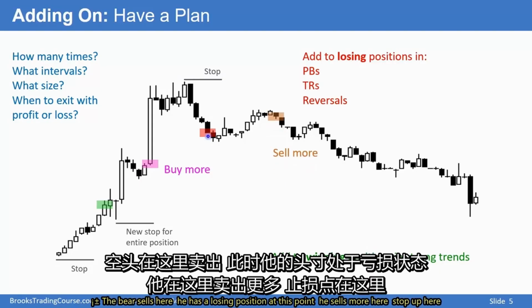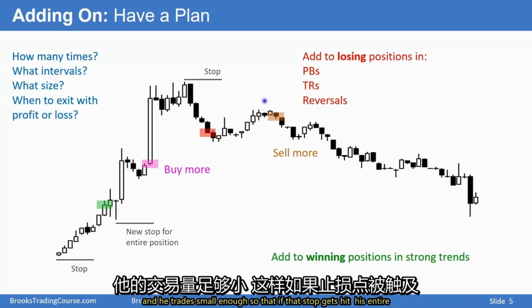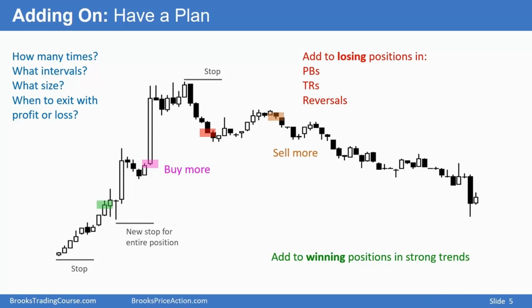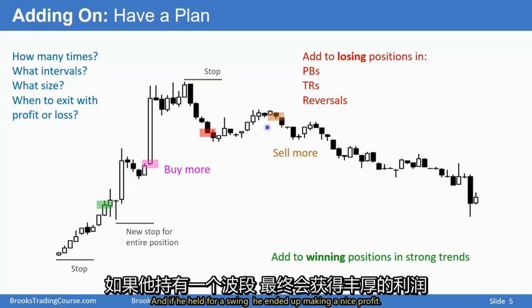The bear sells here. He has a losing position at this point. He sells more here, stop up here, and he trades small enough so that if that stop gets hit, his entire position will not result in a loss any bigger than he would get on any other trade. And if he held for a swing, he ended up making a nice profit.